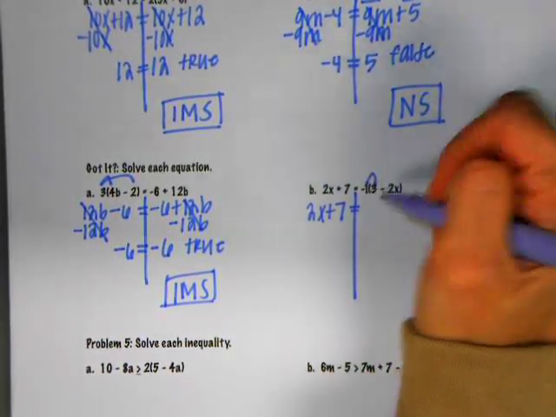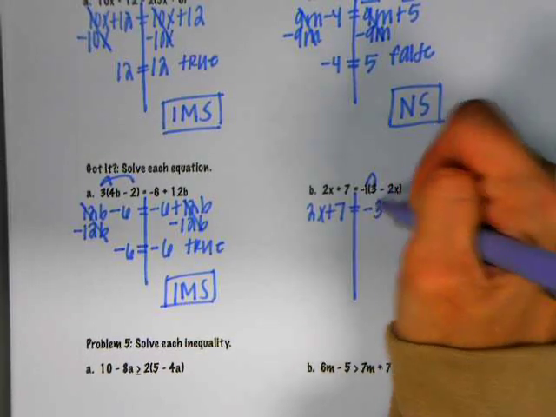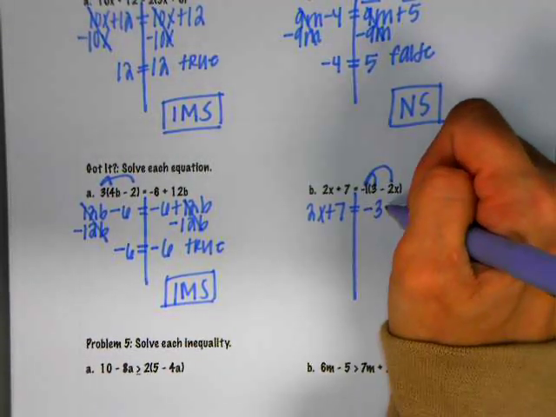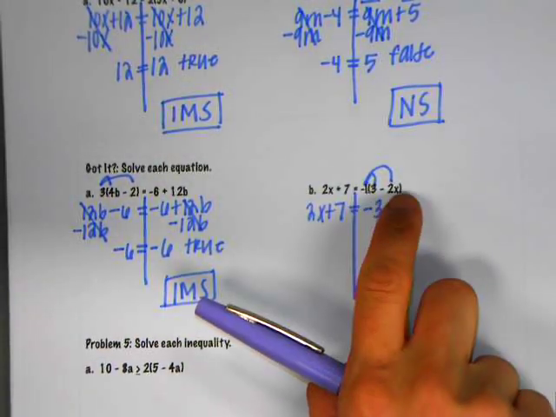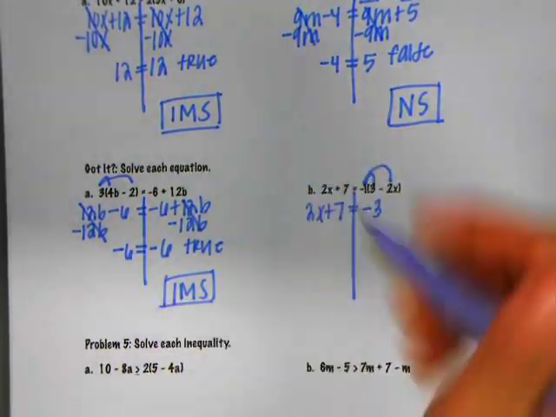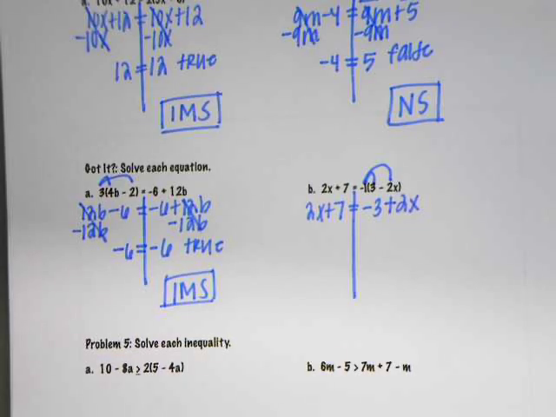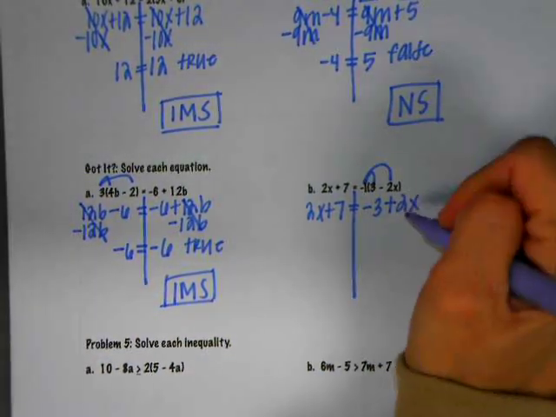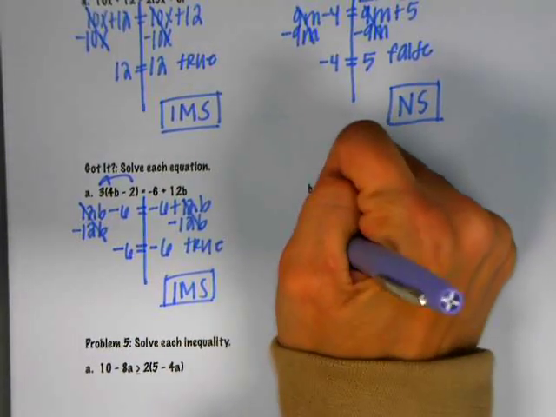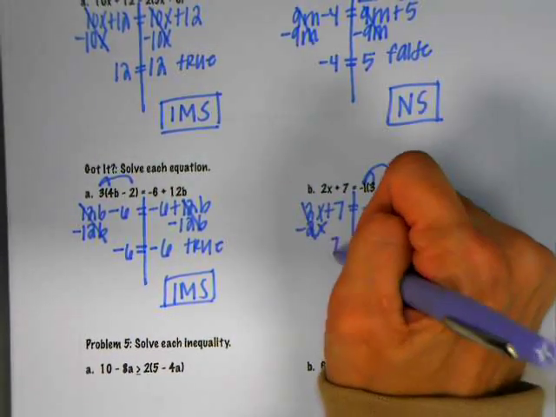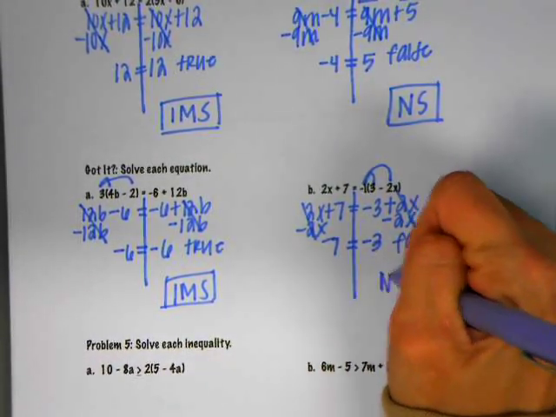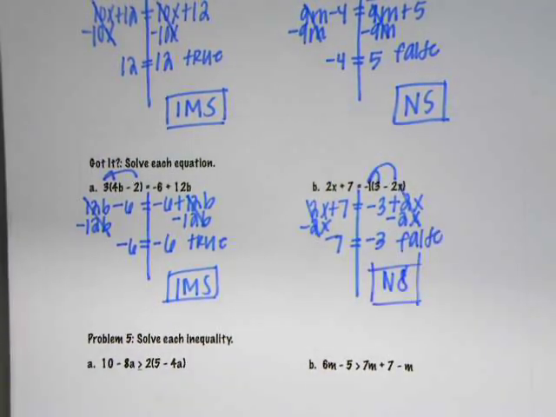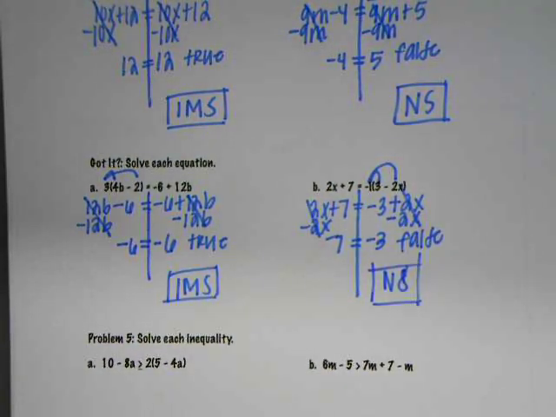All right, negative 1 times 3? Negative 3. Negative 1 times negative 2x? Yep. Well, guys, negative 1 times negative 2. Positive 2. Yep, so plus 2x. All right, and then how do I move the x over? Minus 2x. Okay, that zeroes out. So 7 equals negative 3. True or false? False. So what's your answer? No solution. Got it? Okay. All right, last ones we're going to do are the same thing, but with inequalities.